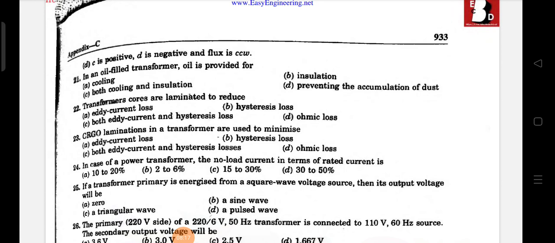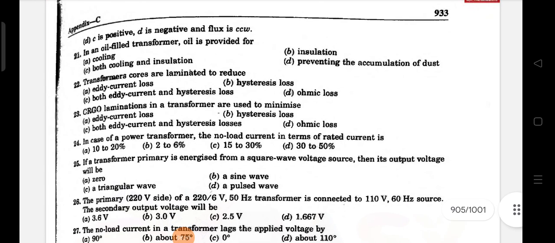Next, transformer cores are laminated. Okay, the lamination technique is used to reduce the eddy current loss. If silicon steel is given in the problem, by using silicon steel we can reduce hysteresis loss. Why? Because silicon steel has a lower value of hysteresis coefficient.